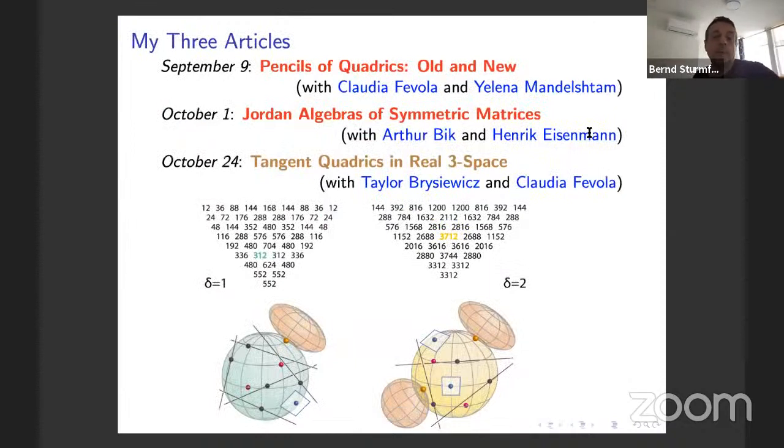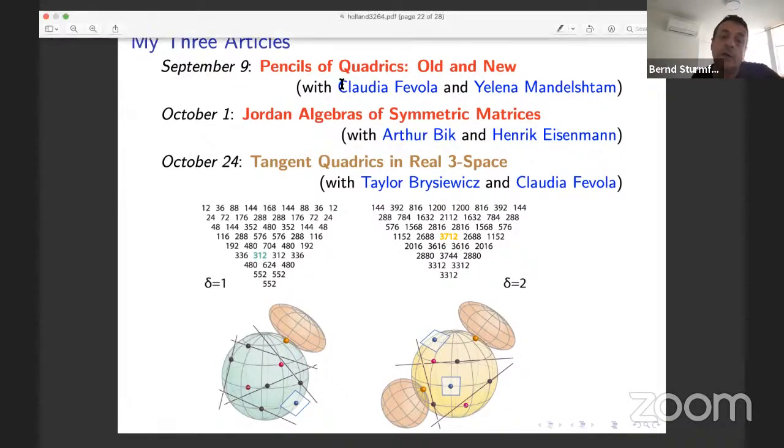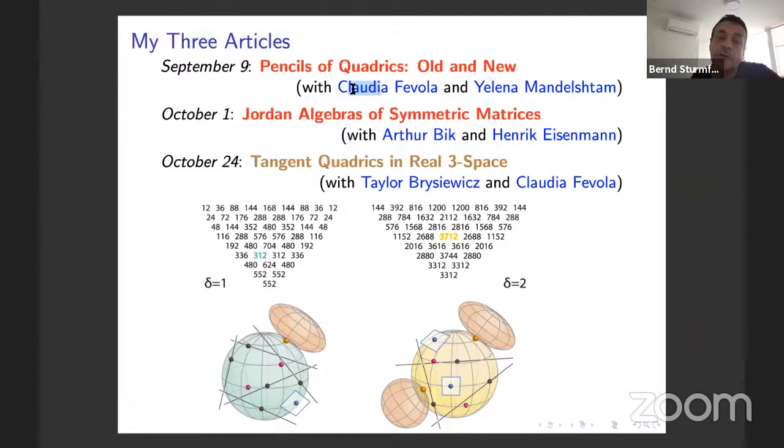I got involved myself in working with some students. I collaborated on 3 of these articles. These are 2 students: Claudia is a student in Germany, Jelena is a student in California. Then Arthur is a postdoc who works on tensors, the kind of things we discussed in Ibadan. Henrik is a numerical analysis student. He's not my student. We wrote a paper on Jordan algebras that I'll tell you about.